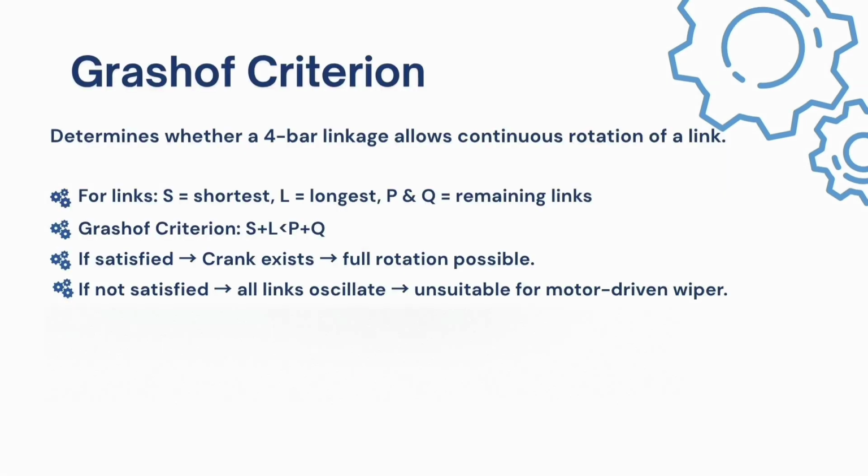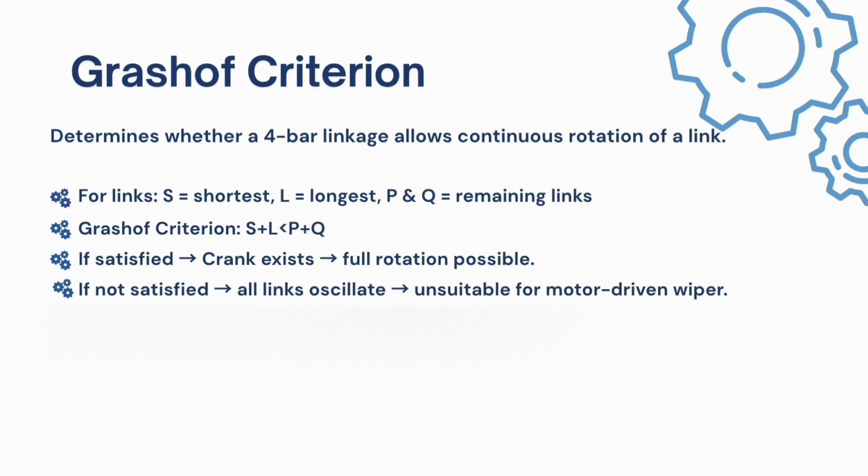Now moving on to the Grashof criteria. The Grashof condition helps us to determine whether a 4-bar linkage will allow any one of its links to rotate continuously. In a 4-bar mechanism, we label the shortest link as S, the longest link as L, and the other two links as P and Q.